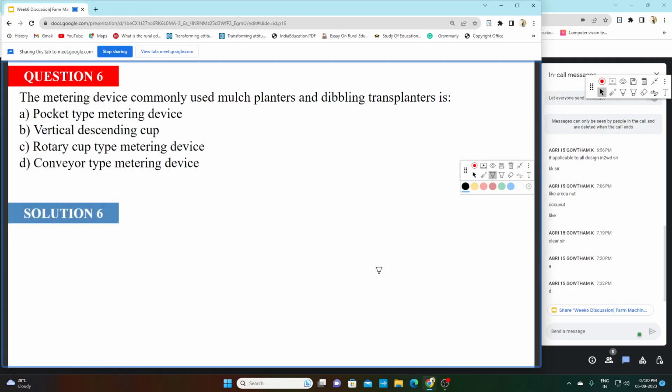So let me move to the next question. The metering device commonly used for maize planter and dibbling transplanter is: A is pocket type metering device, B is vertical descending type device, C is rotary cup type metering device, and D is conveyor type metering device. So it has been asked for maize planter and dibbling transplanter. So any guesses for this? We have already discussed it in the theory.